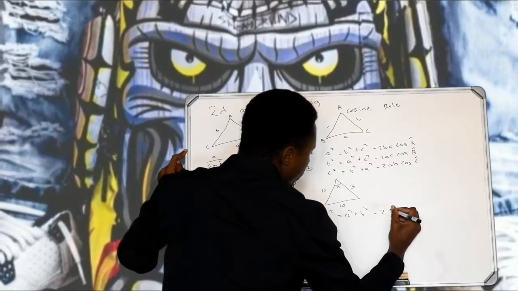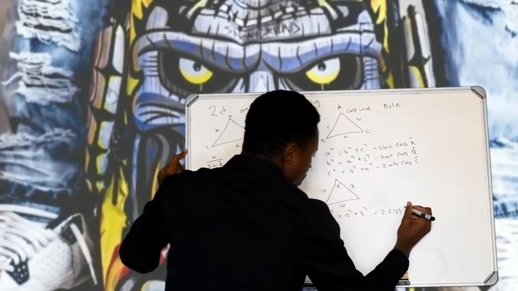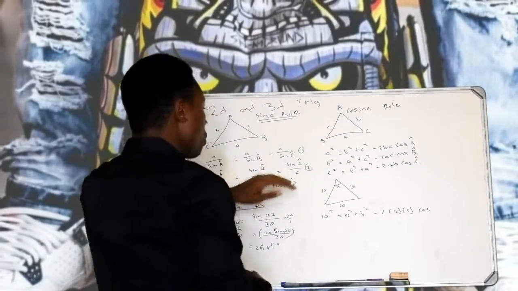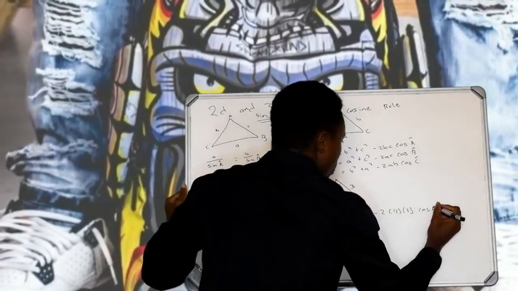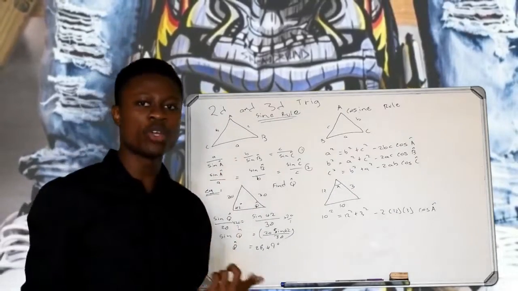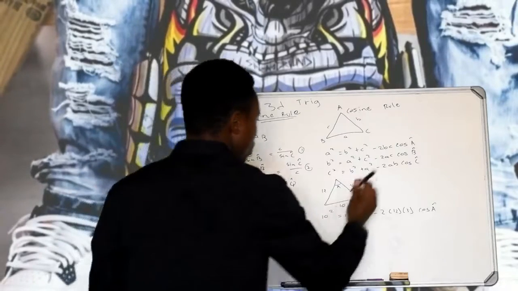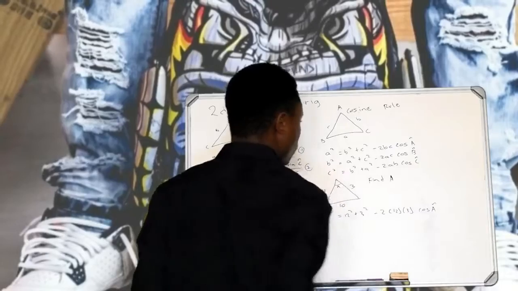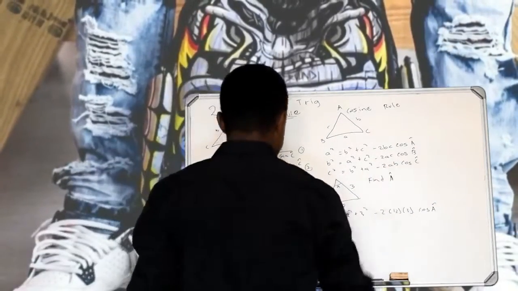minus 2 times, what is this? 12 times 3. So it'll be 12 times 3 cos of the angle that's opposite to this side, which is A. So now it's just a matter of solving, because there's only one variable missing in this equation, and that is A, and that is what we are looking for. So let me write here, find A, the angle A, right?